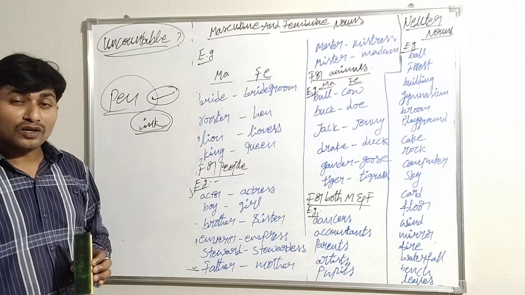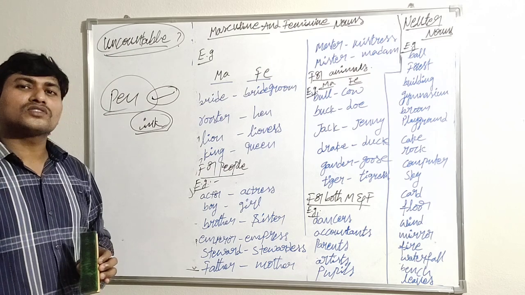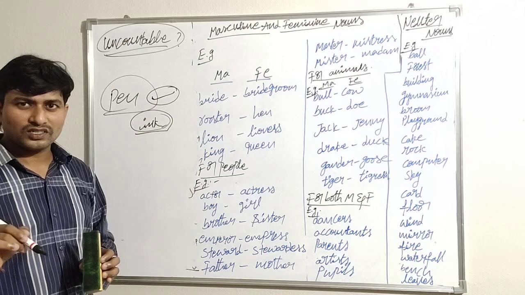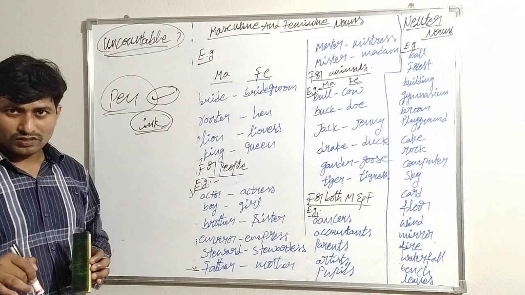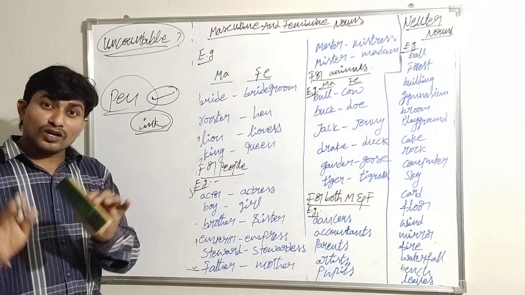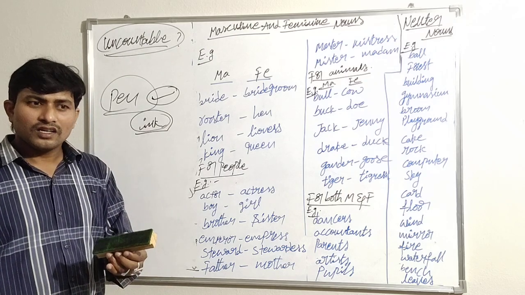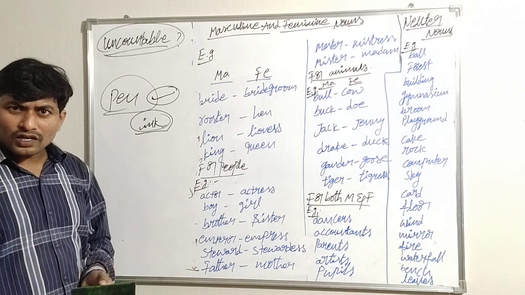All the material nouns are known as uncountable nouns. But these uncountable nouns are called singular nouns. Have you understood what I said now? Countable nouns are known as both singular and plural nouns. Both singular and plural nouns are called countable nouns because they are to be counted.